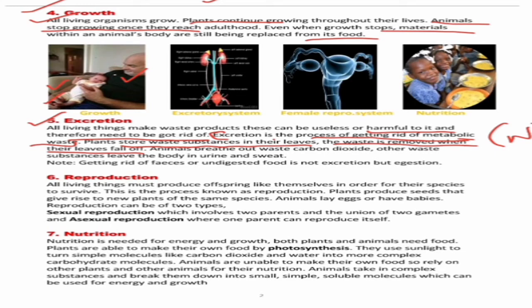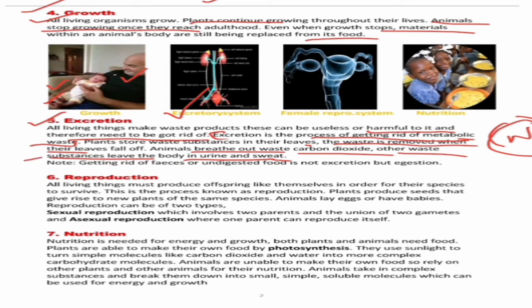Now what about animals? Animals breathe out waste in the form of carbon dioxide, and substances like urine and sweat are all these forms. Mainly the nitrogenous waste is excreted by human beings through the excretory system, which includes our kidney and the entire urinary system. The main excretory waste of higher animals is urine.